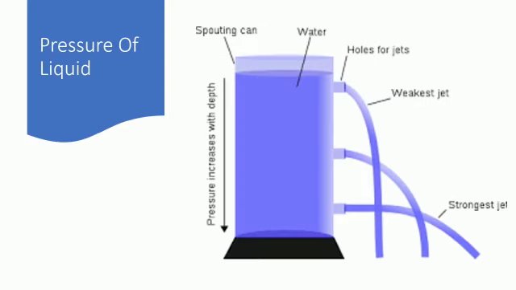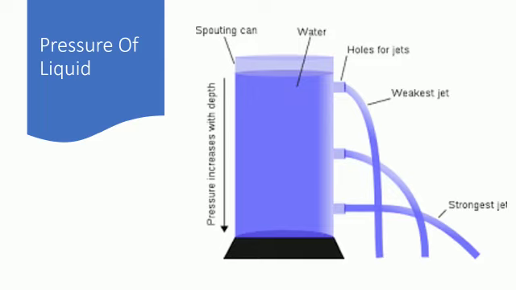Pressure of liquid. Liquids exert pressure on the walls of the container. Water pressure is equal in all directions. The water falling from the hole near the top is closest to the bottle, and the water coming out of the hole which is near the base is farthest from the bottle.